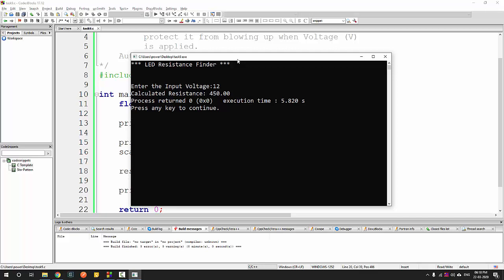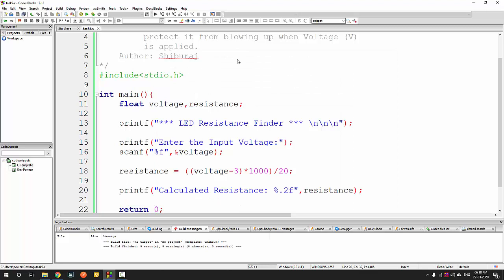Okay, so I hope you have understood how C programming can be used to find solutions to real world problems. Okay, so see you in the next week.